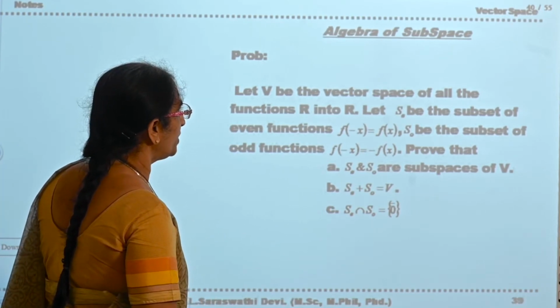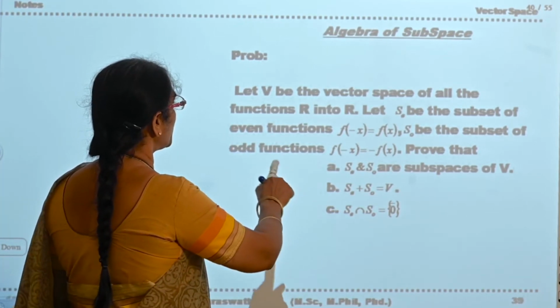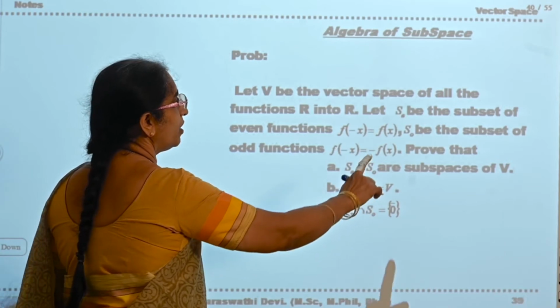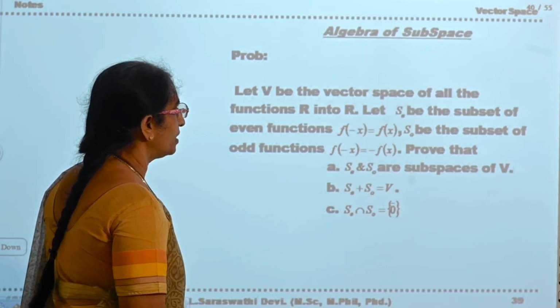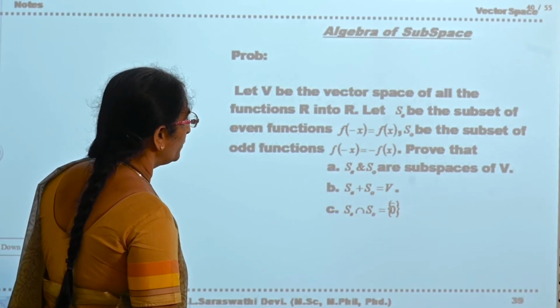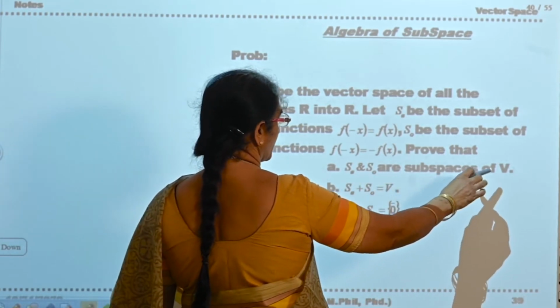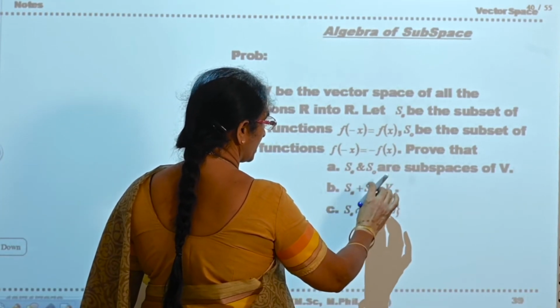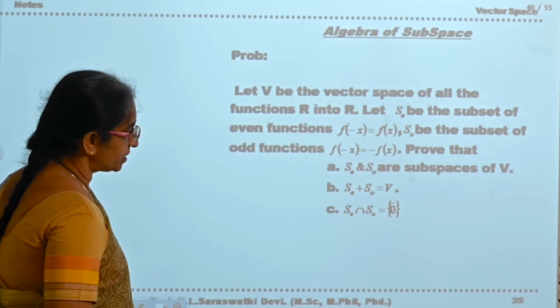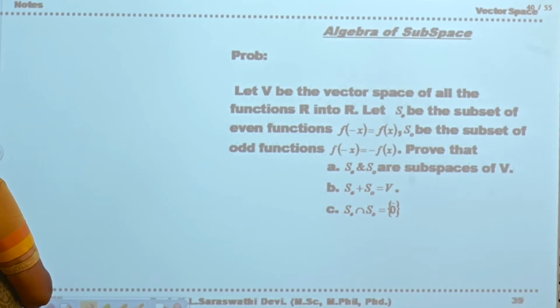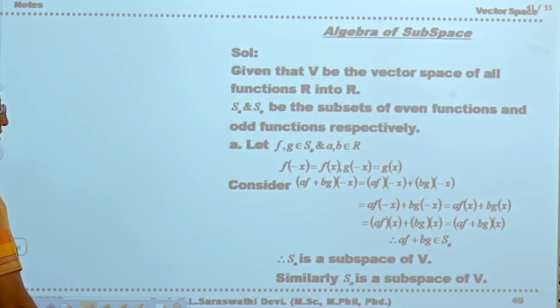Let S_E be the subset of even functions, S_O be the subset of odd functions. Then prove that S_E and S_O are subspaces of V, S_E plus S_O is equal to V, and S_E intersection S_O is equal to 0 bar. See how we are able to prove.